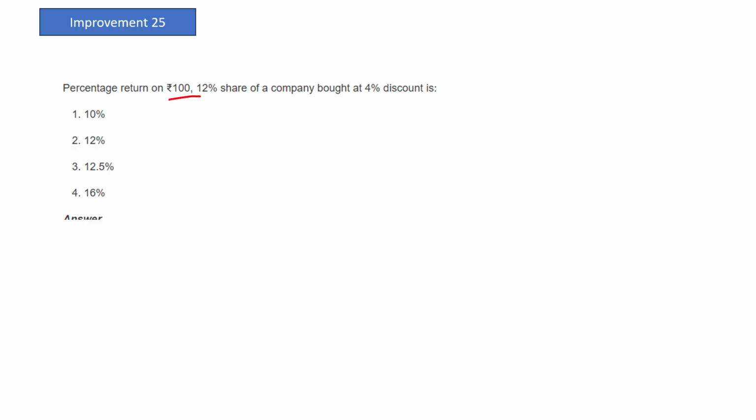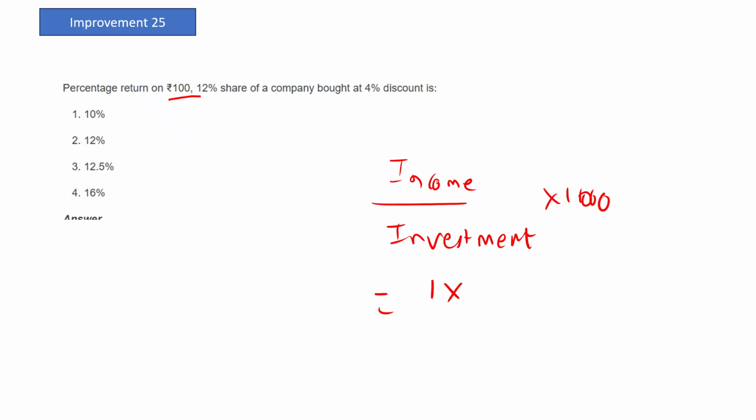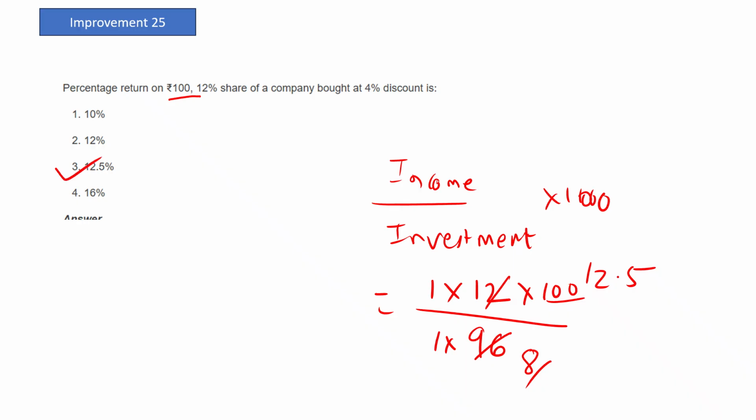Now this percentage return we have to calculate on a rupees 100 share, where 12% is the dividend and 4% is discount. So what is return percentage? It is income upon investment into 100. So if my number of shares is 1, my share dividend is 12, my NAV value is 100 and my investment is 1 into 96. 12 ones are 12, 12 eights are 96 and this will be 12.5. So my answer should be 12.5.